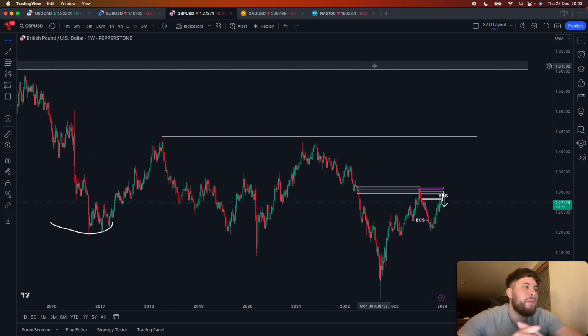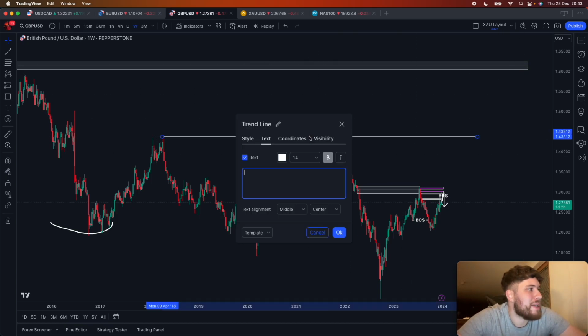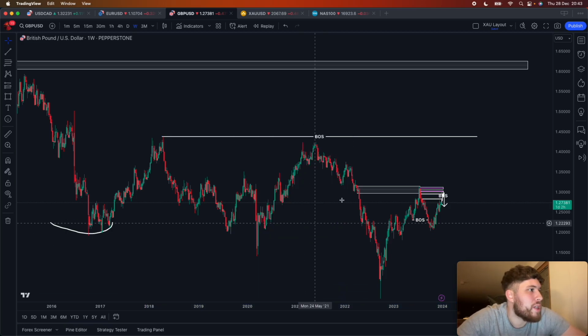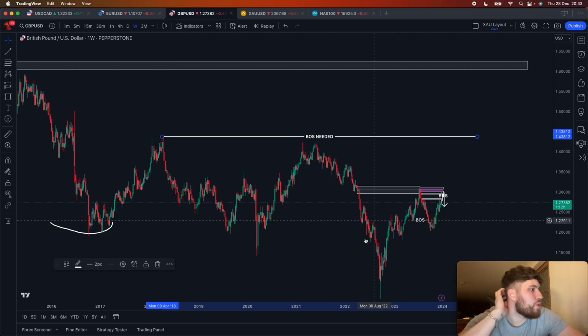Yes, there is an area of supply way higher up, and price could be looking to trade up and into this before trading goes lower. We have no suggestion that price is within a higher time frame bullish phase. As I say, we would need a break of structure from here in order to suggest that.